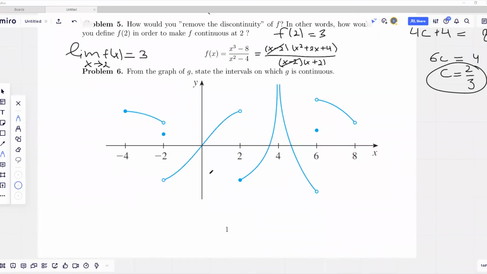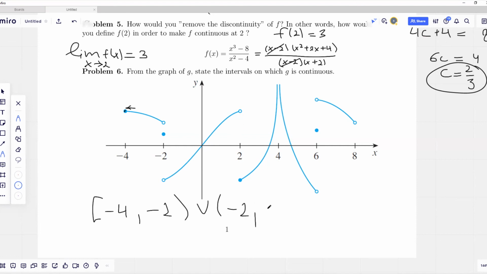Okay, the last problem from this worksheet. From the graph of g, state the intervals on which g is continuous. At point minus 4, we can see that our function is continuous from the right. So the limit as we approach point minus 4 from the right is equal to the value of the function at that point. So the left boundary of the interval here should be closed. It is continuous from minus 4 to point minus 2, where we have a jump discontinuity. On the interval from minus 2 to 2, we see that our function is continuous.